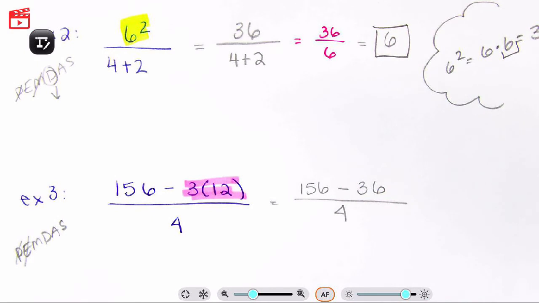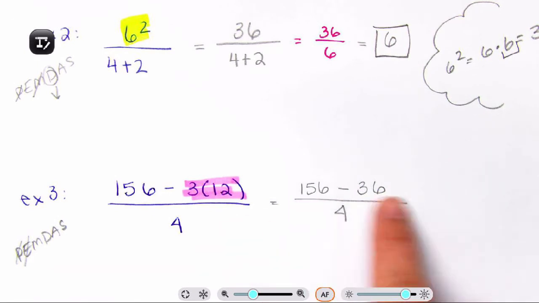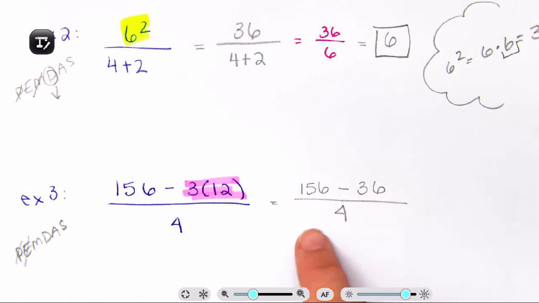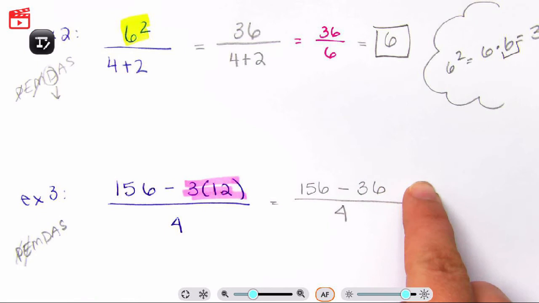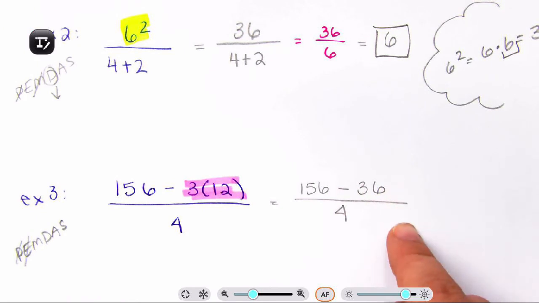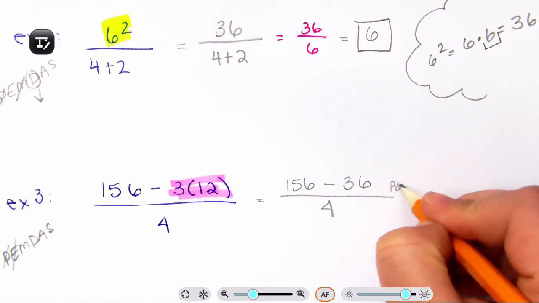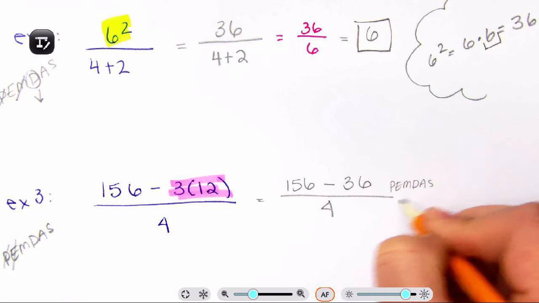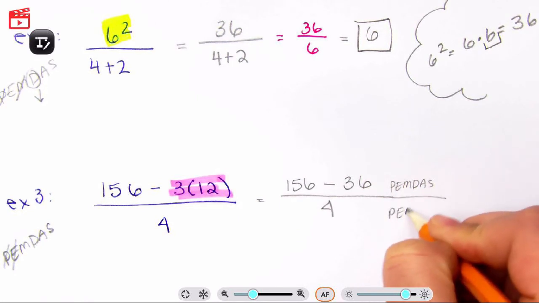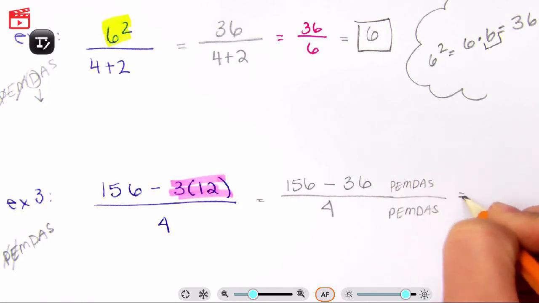Again, we have to deal with our groupings. Whatever's in the numerator, you deal with the numerator. Whatever's in the denominator, you deal with the denominator. So think of it this way: you're doing PEMDAS on top and you're doing PEMDAS on the bottom, and then at the end, you're simplifying your answer. So you're doing PEMDAS twice. PEMDAS on top and PEMDAS on the bottom.